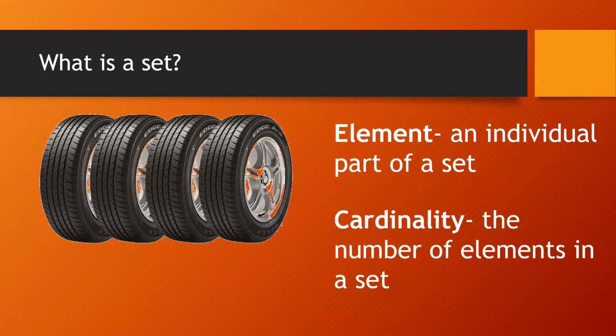When we count the number of elements in a set, we call that the cardinality of the set. So the cardinality of a set of tires on our car is 4. When we look at sets, we're often going to look at sets of numbers. So let's talk about some particular sets.